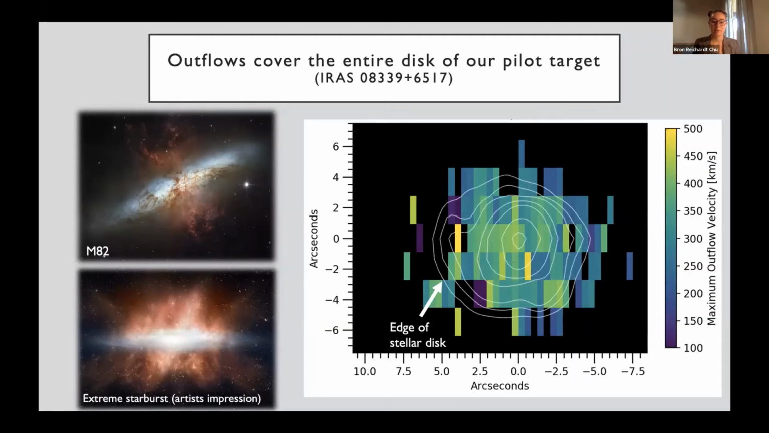So here I have plotted our pilot target, IRSO-8, showing the spaxels from KCWI where we see evidence for outflows with maximum outflow velocities ranging from 100 to 500 kilometers per second. The white contours show the galaxy continuum out to the edge of the stellar disk. And what you can see is that this is not really a biconical outflow. This is a very different geometry from what we see locally.